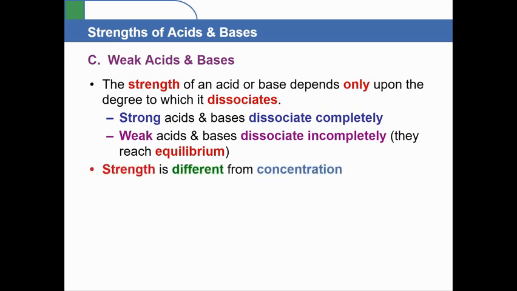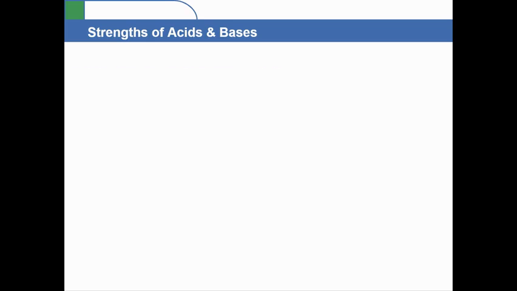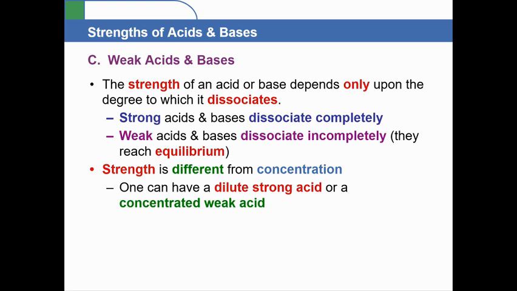Now, strength is different from concentration. People learning chemistry often get those two confused. They think they mean the same thing. They don't. You can have a dilute strong acid, or you can have a concentrated weak acid. They do not really have anything to do with each other. It's simply the degree to which it dissociates.